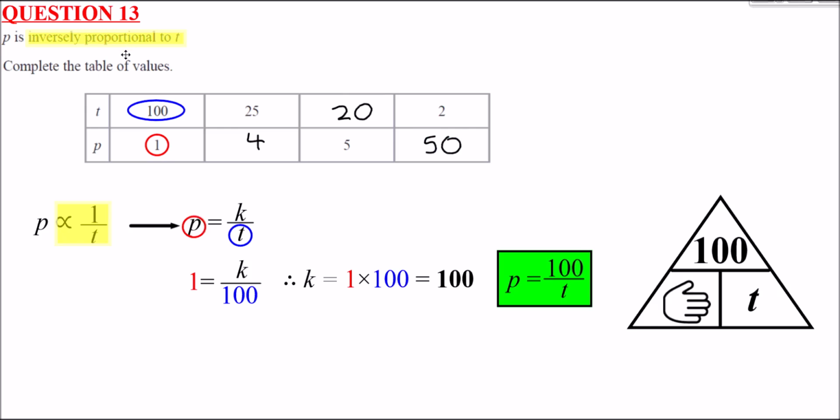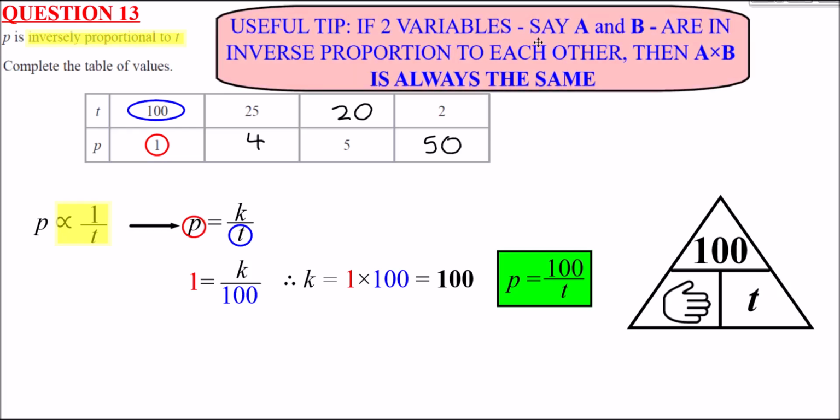Now there is an easier trick to this as well, which I'm going to mention. If two variables, in this case p and t, are in inverse proportion to one another, we can always say this is true. If two variables, call them a and b, are in inverse proportion to each other, then one multiplied by the other will always be the same thing. So here we knew that t multiplied by p was 100.